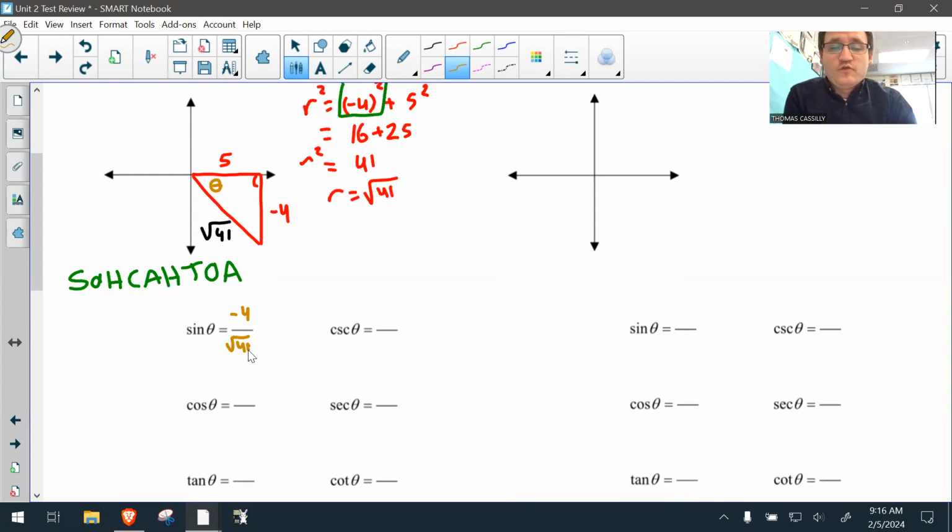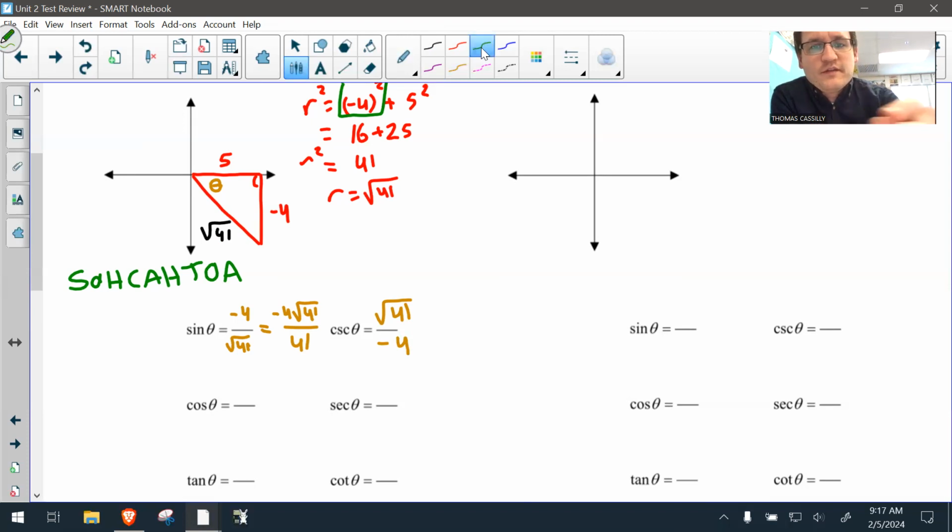However, they want us to rationalize it. So let's move that square root of 41 to the top. We got -4 square root of 41 all over 41. Right, that's our fraction rationalized. Try to reduce it if you can. This one will not reduce. Right, now the cosecant is the reciprocal of sine. All right, so I'm just going to look at that original one and flip it upside down. Get square root of 41 over -4. And that one's done, right? It's reduced, it's rationalized, it's simplified, nothing else we need to do on that one.